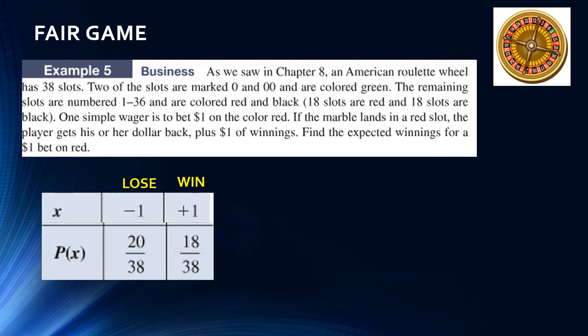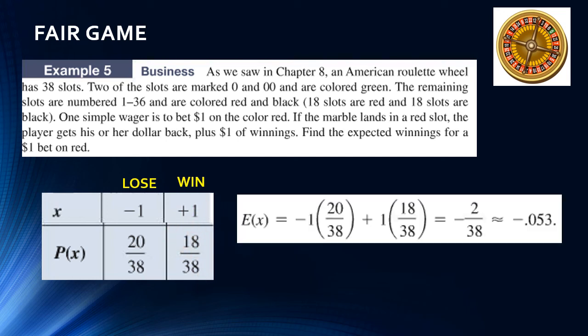Now, how did we get this? If we lose, remember there's 18 red slots and 18 slots are black, but there's also 2 more that are green. So there are 20 non-red slots out of 38. So that's the probability we will lose. And there are 18 red slots out of 38. So again, if it lands there, we will win. So our expected value, our average, is negative 0.053. See if you can determine what this means.